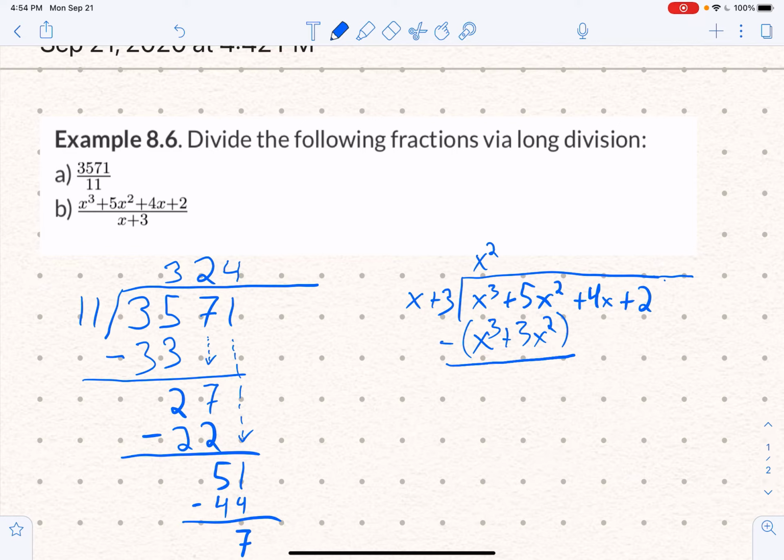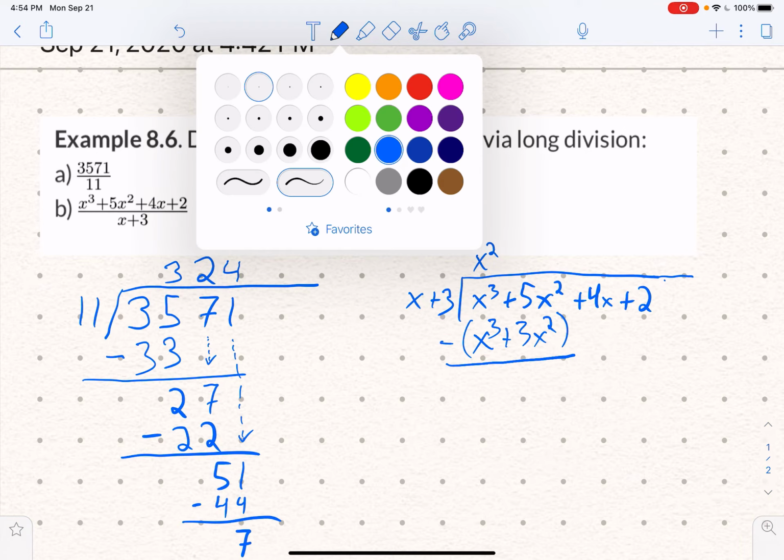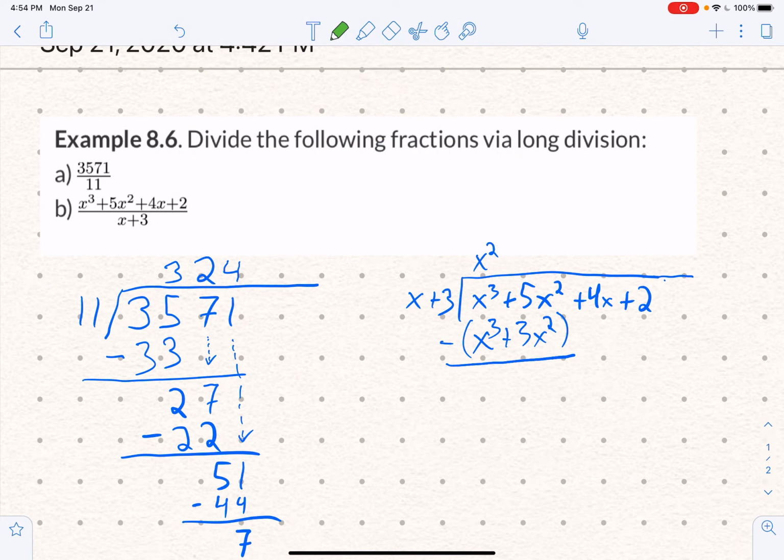Now, let me just change colors so that we can keep track of what we're doing. I'm going to distribute that negative through. So I'm going to cross it out there. I'm going to make it negative here, cross out that plus, and make it negative there. The idea here is that we want to remember that that's negative and that's negative. And I've sort of gotten rid of my parentheses by doing that as I distributed that negative through there. Okay.